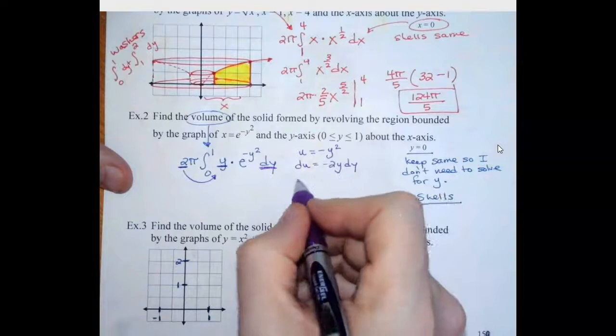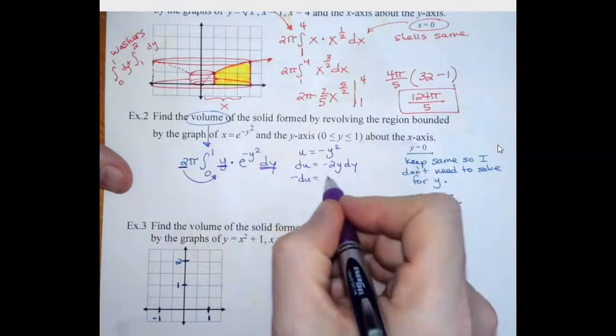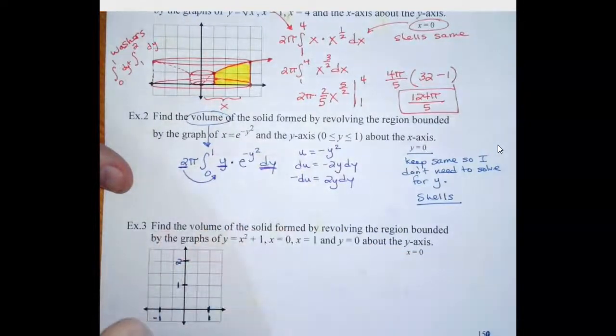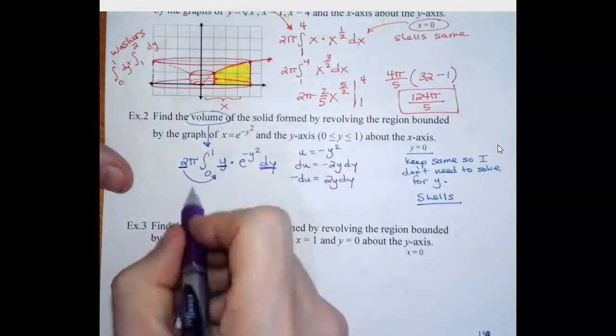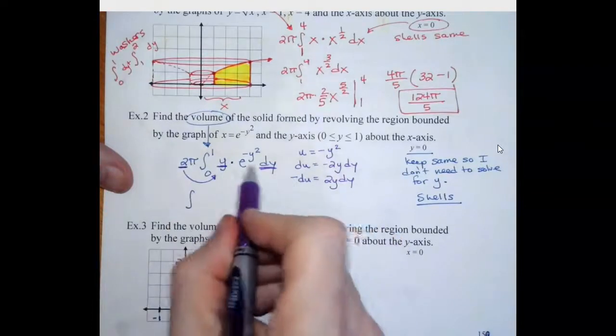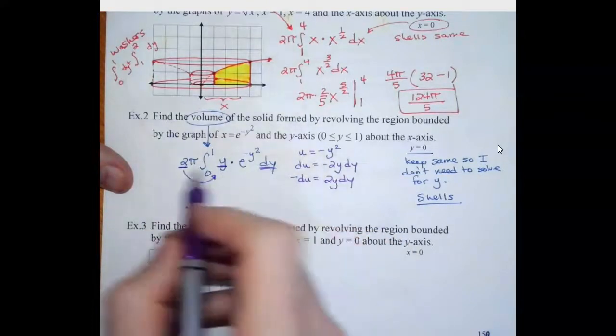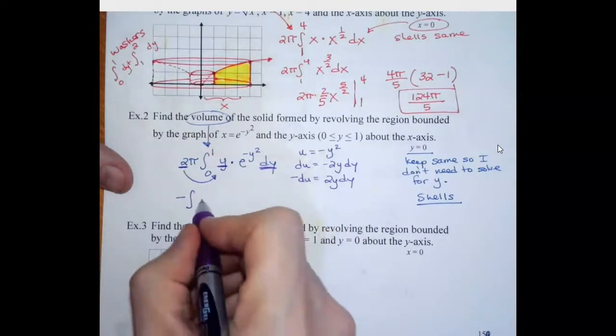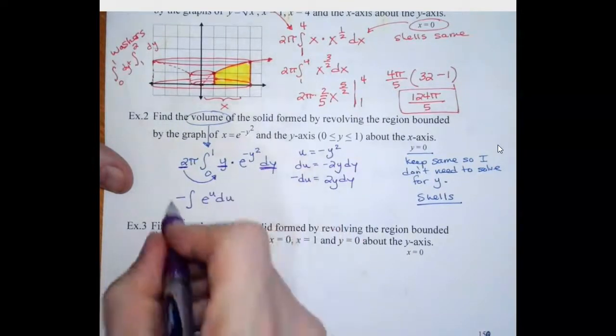So all we're really missing is the negative. So I could say negative du equals 2y dy, because I have a 2y dy in there. And I can take that out. So then the three things I've underlined become negative du, so that's negative, and that's all gone. And then this is going to be e to the u, and there's my negative du.